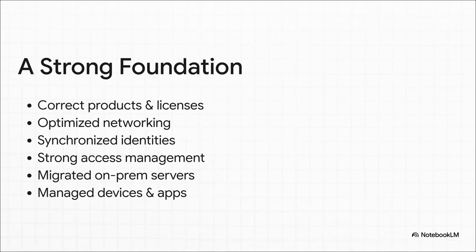First, have you got the right products and enough licenses for everybody? Is your network traffic optimized for your people in the office and the ones working from their couch? Are your identities all synced up with your on-prem systems? Is access locked down with multi-factor authentication, MFA? Have you finally moved those old on-prem servers to the cloud? And last but not least, are you actively managing all the devices and apps that are connecting to your data? Every single one of these is a critical pillar.